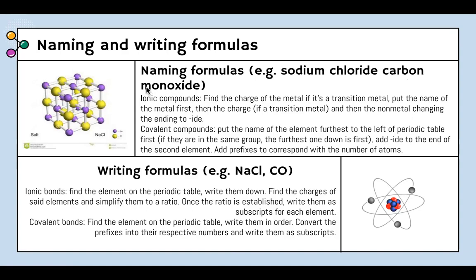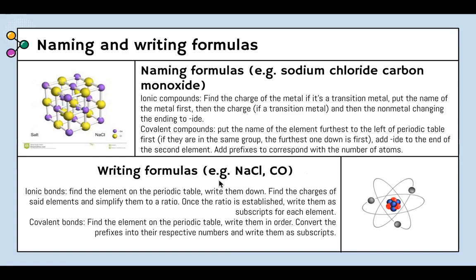And as you can see here, there's a little prefix before the oxide, mono, which means 1. You add prefixes in correspondence with the number of atoms. You've all heard of carbon dioxide. That just means 1 carbon atom with 2 oxygen atoms. And there's carbonate, which is a polyatomic ion, which we will be getting into later.